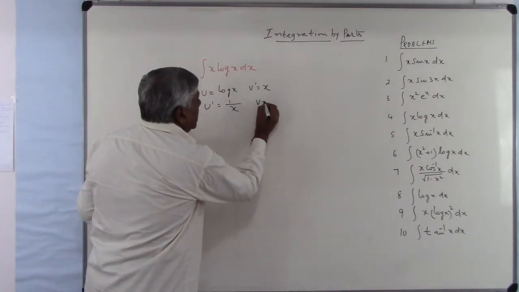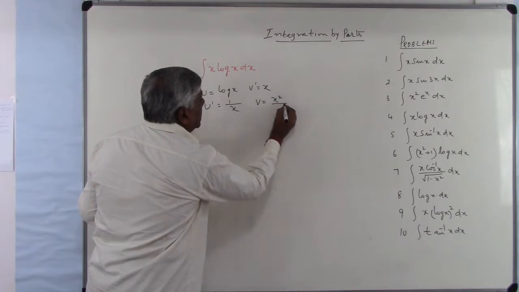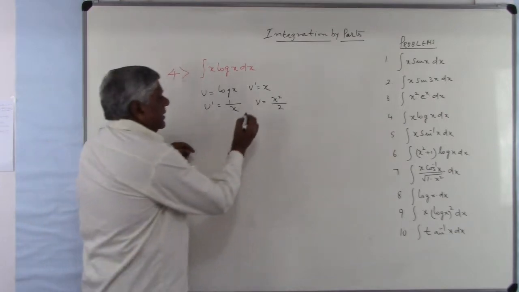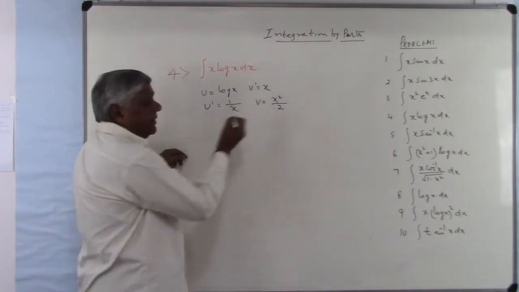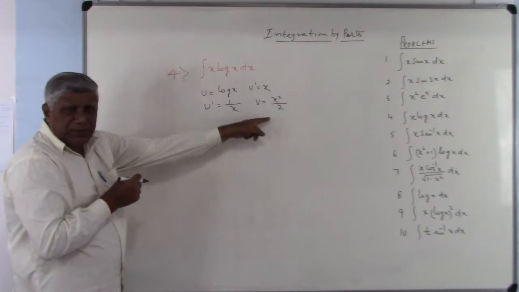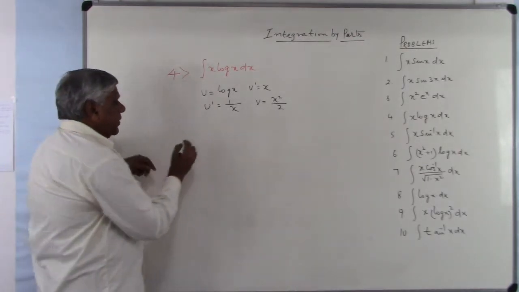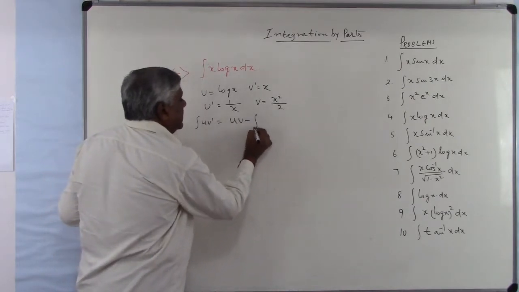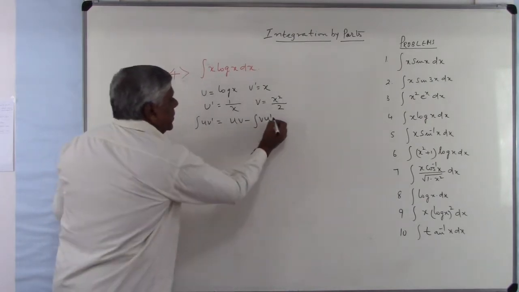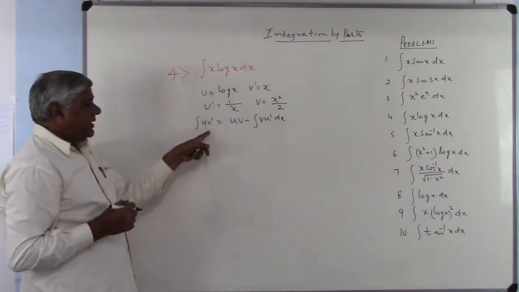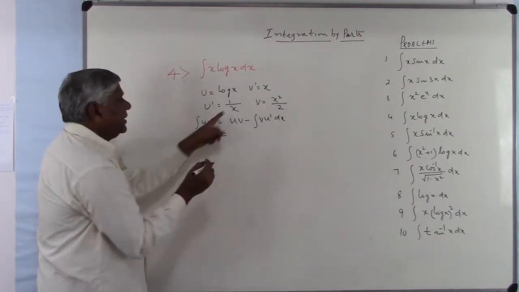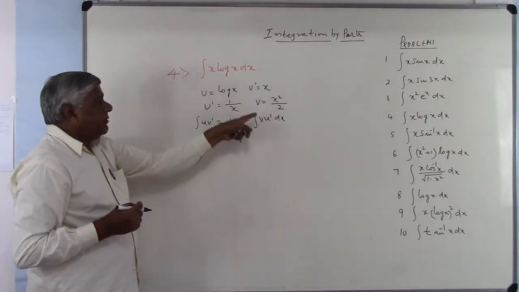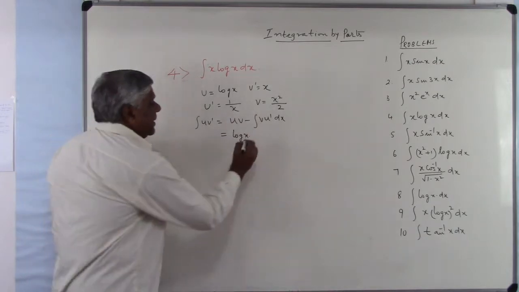Now, v is equal to x square by 2. This is integration of x into dx, so this is nothing but x to the power of n plus 1 by n plus 1, which gives x square by 2. Now therefore, integral uv dash is equal to uv minus integral vu dash into dx. You can see here. Now this u is what? log x into what is v? It is x square by 2.